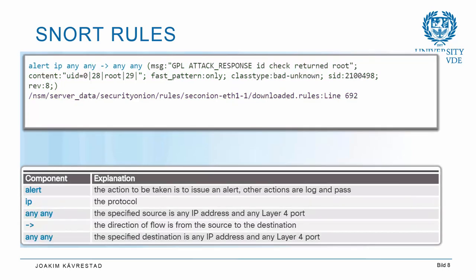If we go a little bit deeper into this blue part, the header, the alert part is the action to be taken, in this case an alert. The other ones are log and pass, where log means that we just issue a log message, and pass does nothing. IP is the protocol. Then we have the IP address and layer 4 port of the specified source. Then we have the direction of flow, in this case from source to destination. And then we have the specified destination IP address and layer 4 port number.